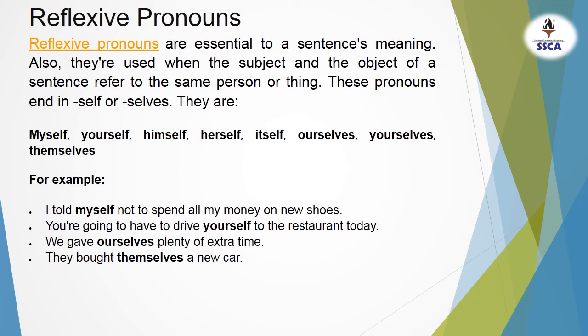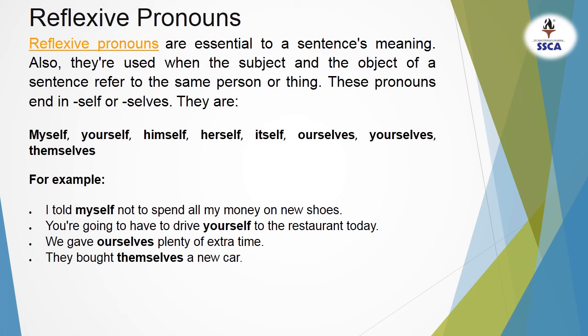Now, number 2. You are going to have to drive yourself to the restaurant today. Here, yourself is reflecting back to the subject you. In example number 3, we gave ourselves plenty of extra time. Here, ourselves is reflecting back to the subject we. In number 4, they bought themselves a new car. Here, themselves is reflecting back to they, which is the subject of the sentence. So basically, reflexive pronouns reflect back to the subject, meaning they emphasize the subject, just like emphatic pronouns.